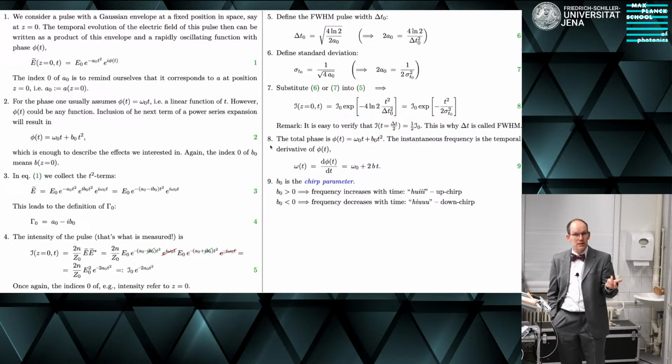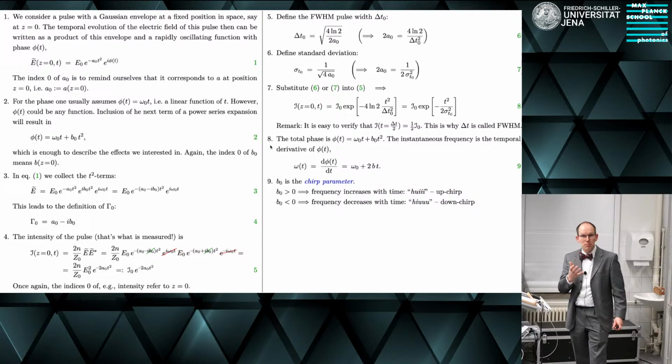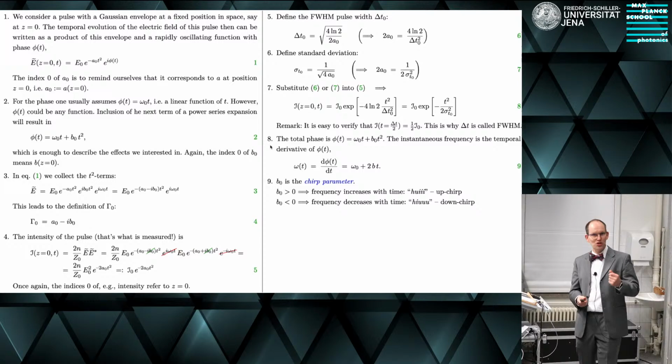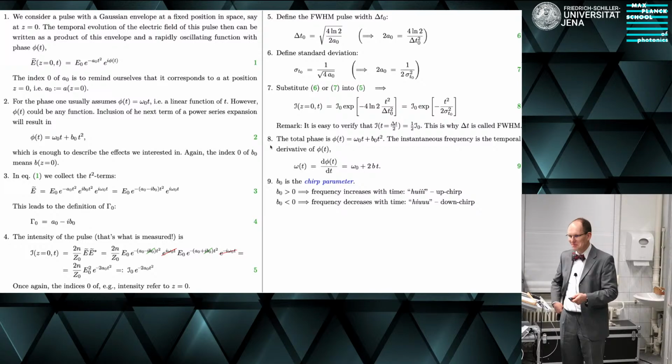Why is it called a chirp parameter? Well, birds chirp. And what they actually do is that they produce, on a much shorter time scale than I did, exactly these hiu and hui. And birds would consider our music as pretty boring because they think that a sound with a chirp is much more interesting. And the bird that can chirp nicest is a very attractive partner for other birds.